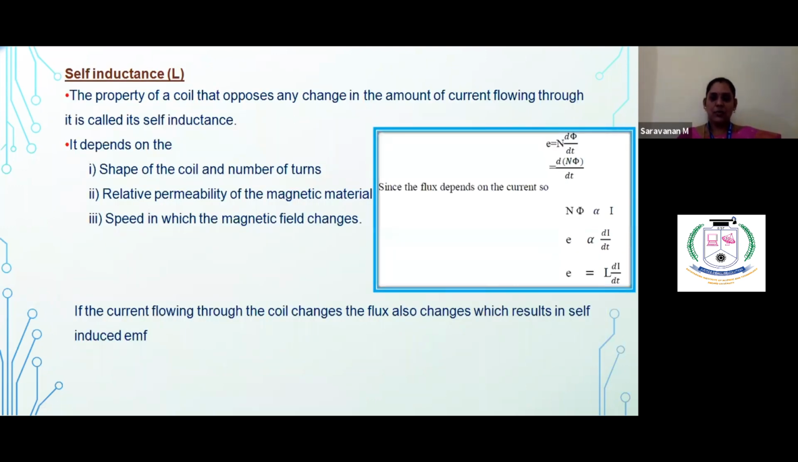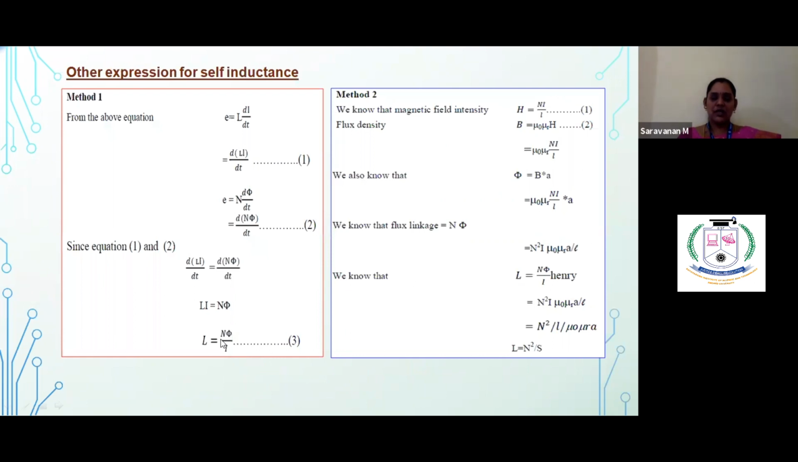So we have got three expressions based on your self-inductance. First, based upon the change in the current with respect to time, E is equal to L into di by dt. Next, depending upon the flux linkage, L is given by N phi by I. And based upon the dimensions of the coil, L is given as N square by S. S is nothing but the reluctance of your coil.